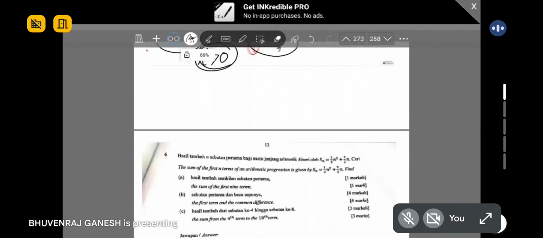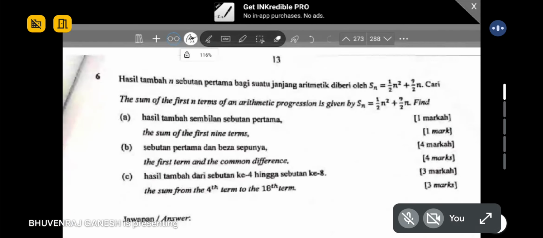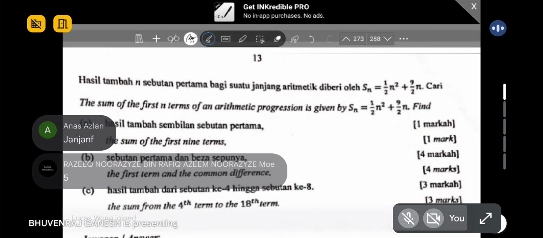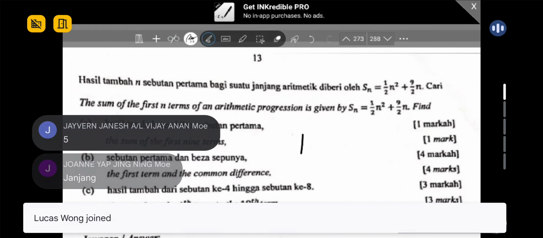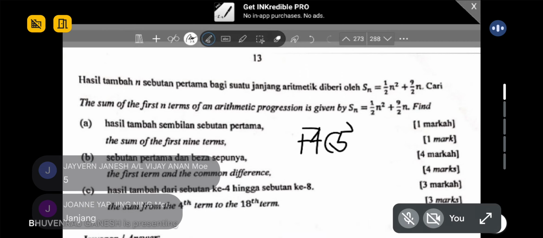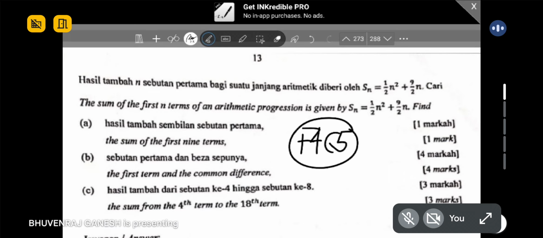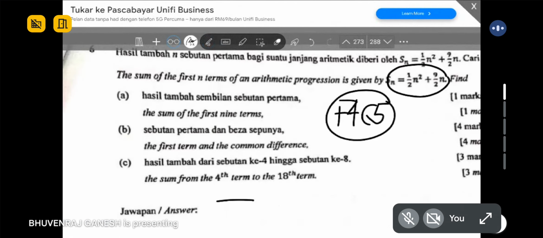Okay. Next one. Question number 6 guys. Okay, so this one. What topic? Yeah, I know. Soalan ni dari bab apa? You see the question. Yeah, this is your progression guys. Janjang. Form 4 chapter 5. Okay? Oh, I see. Okay. No comments lah. Okay. So they give you SN guys. So they ask you sum of the first 9 terms. Hasil tambah 9 sebutan pertama.